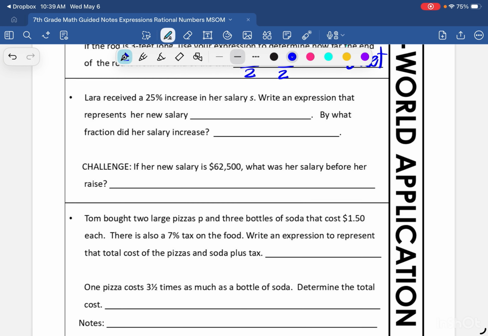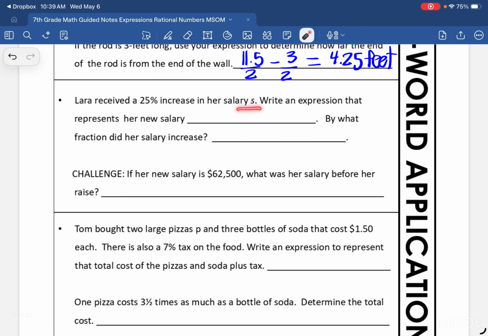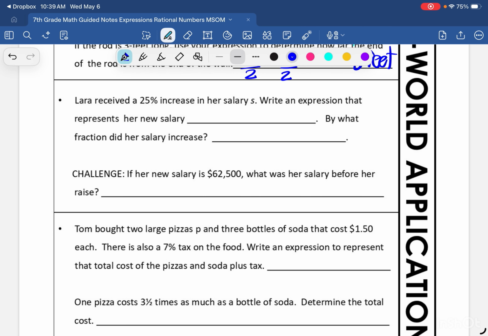Lara received a 25% increase in her salary S. Write an expression that represents her new salary. Well, I can do this one of two ways, similar to our question on the previous page. If her current salary is S, and then she receives 25% of that salary, so S plus 0.25S, or I could write that as 1.25S.